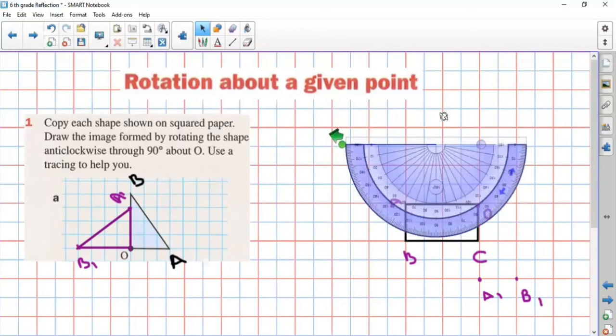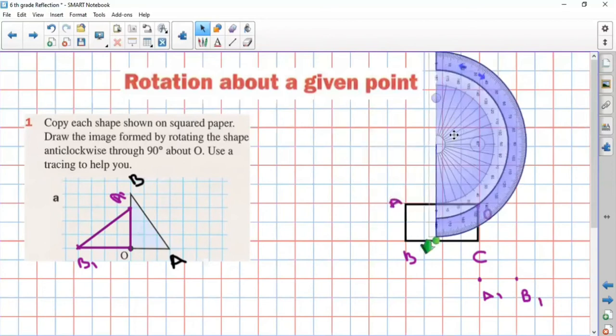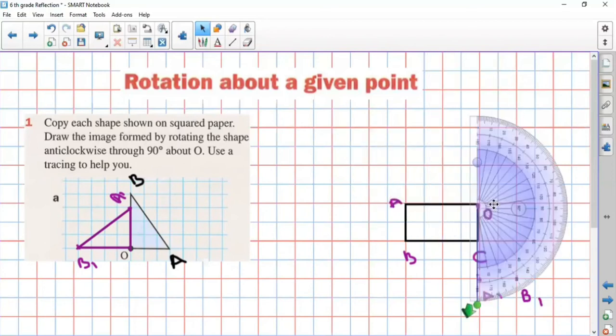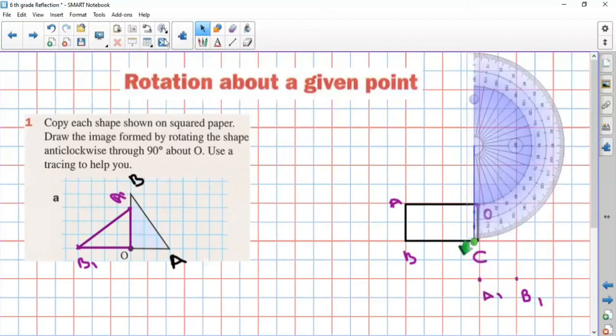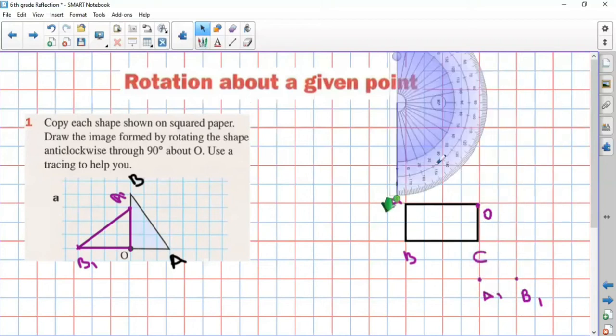Same thing for C. Okay, in this way. So angle 90 degrees is in this direction. It is 2 squares away. So point C will be in this direction here. Let's plot point C. It is 2 squares. So here I will have C1. Now we can join the points.